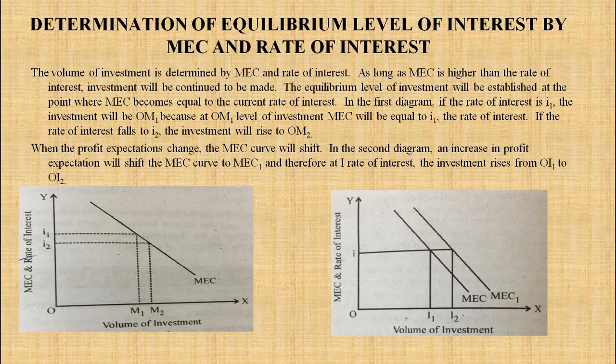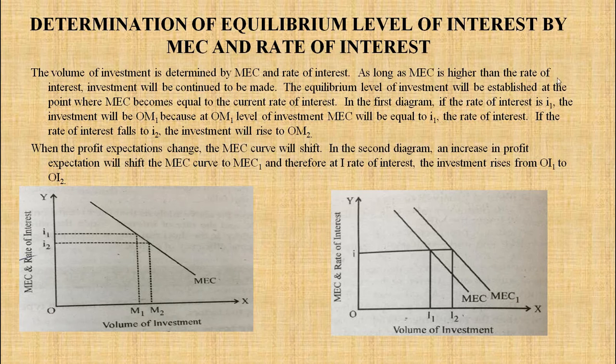Determination of equilibrium level of investment by MEC and rate of interest. So the volume of investment is determined by MEC and rate of interest. As long as MEC is higher than rate of interest, investment will continue to be made. The equilibrium level of investment will be established at the point where MEC becomes equal to the current rate of interest.